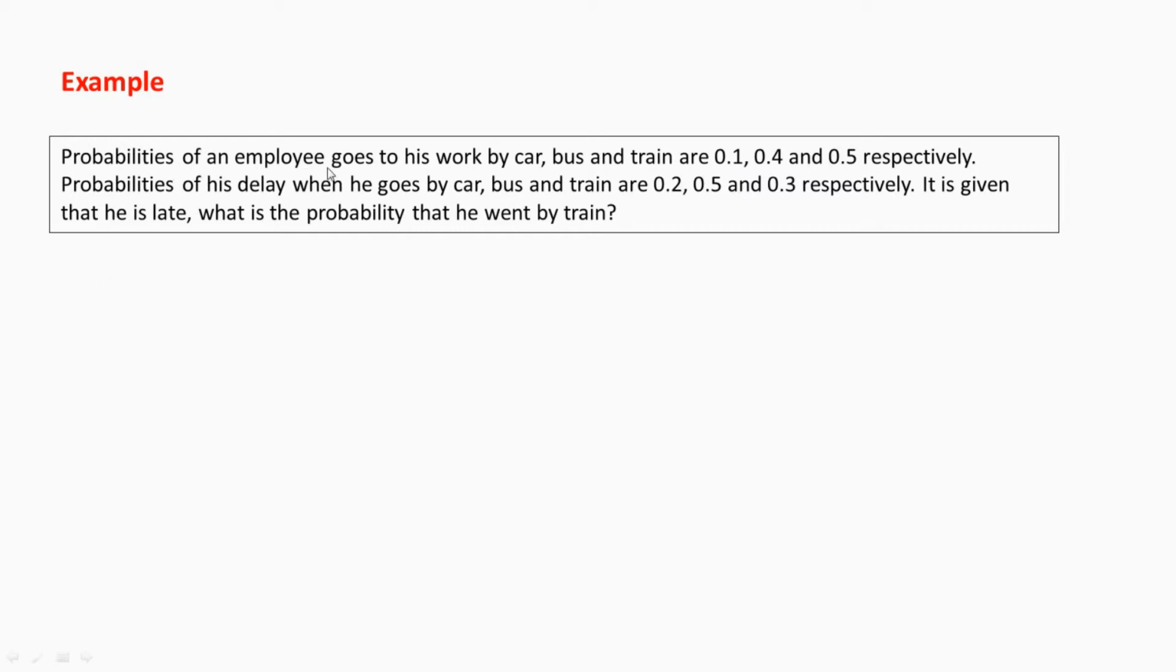Probabilities of an employee going to work by car, bus and train are 0.1, 0.4 and 0.5 respectively. Probabilities of his delay when he goes by car, bus and train are 0.2, 0.5 and 0.3 respectively. It is given that he is late. What is the probability that he went by train?